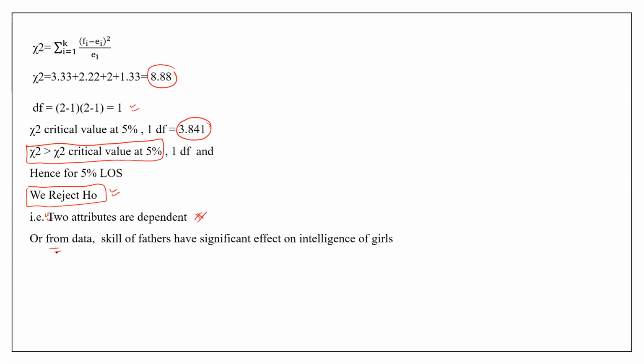So based on the data, or based on the survey, whatever the survey they have done, I don't know how they have done the survey, but based on the data, it concludes that skill of the fathers has a significant effect on intelligence of the girl. So it says that if the father is skilled and intelligent, it also implies that the girl will be intelligent. This is the test of independence we have checked based on the data.